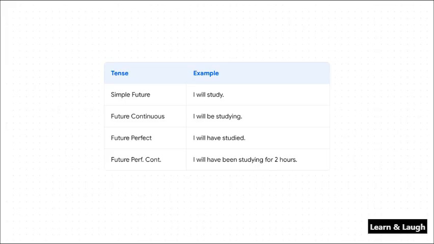Simple future, just a general fact, I will study. Future continuous, an action actively in progress, I will be studying. Future perfect, an action entirely completed before a deadline, I will have studied. And future perfect continuous, really emphasizing the length of time, I will have been studying for 2 hours. Seeing them side by side like this really shows you the incredible precision you have at your fingertips when you master these rules.